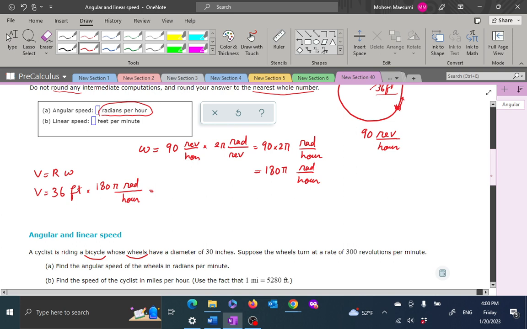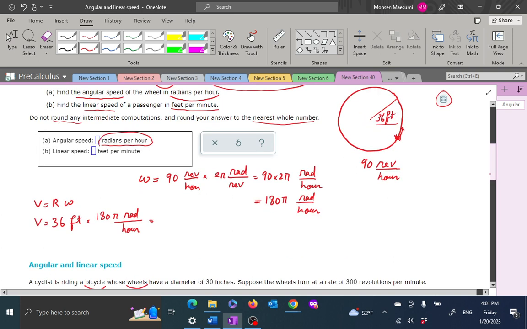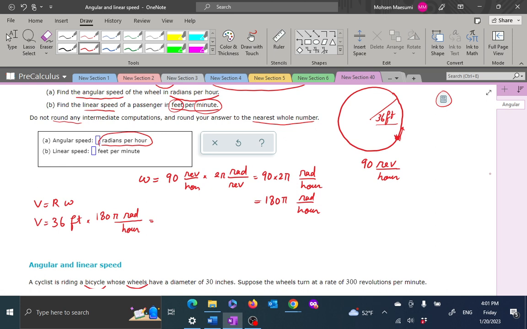Next, I look at the unit that is required from me. The unit is feet per minute. So thankfully this is already in feet. I don't need to worry about that. All I have to do is that instead of hour, I want to have it in terms of minutes. So how do I do that?